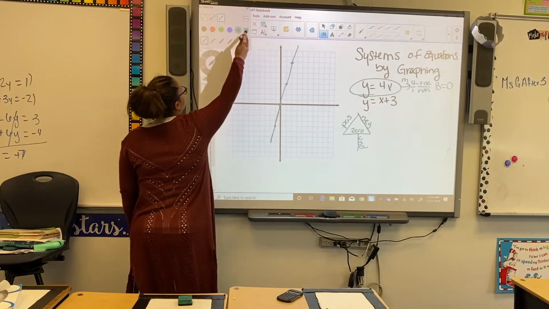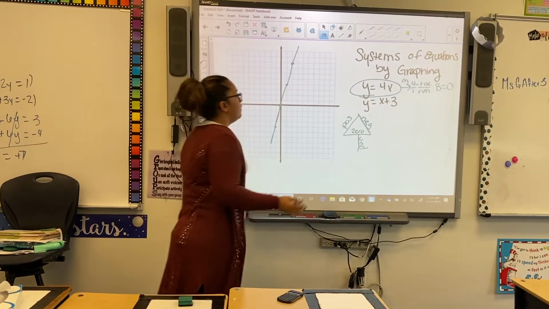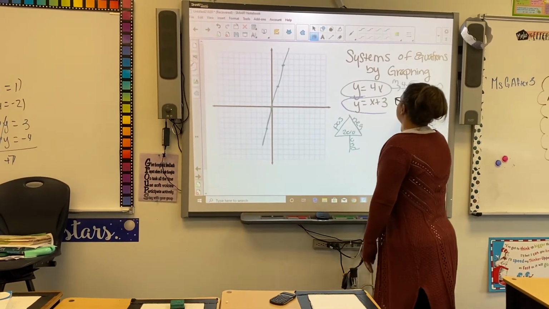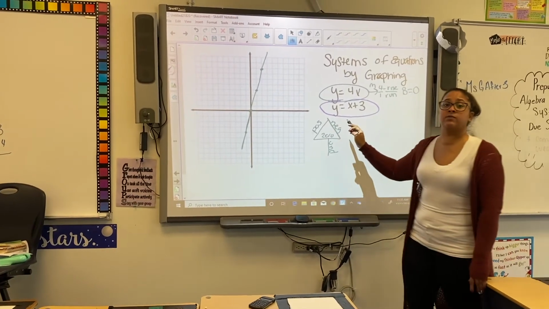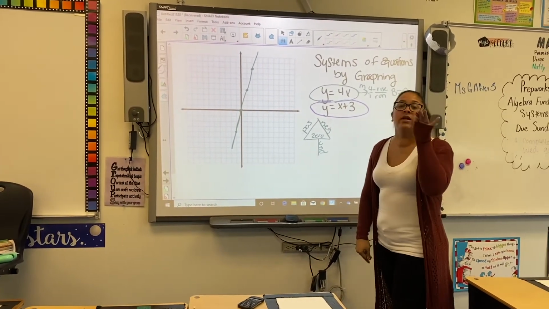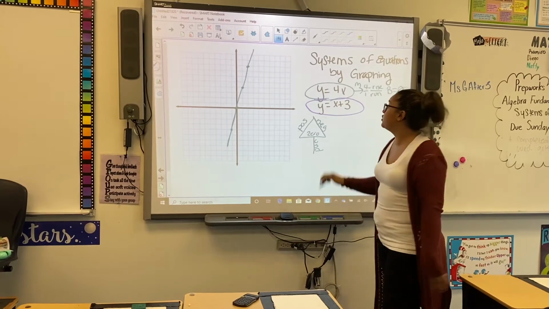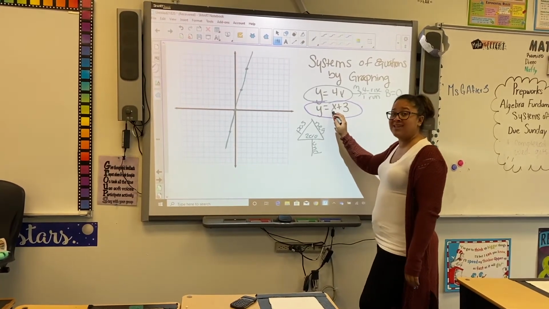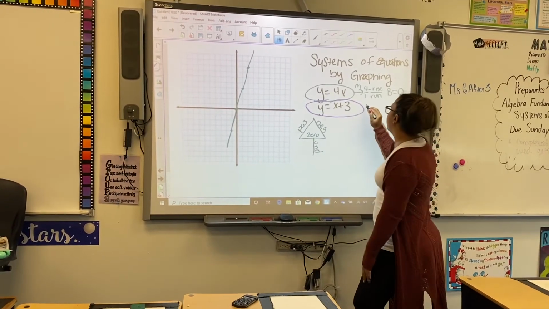The next one, I'm going to use purple for my second line, okay? This is my second line, y equals x plus 3. Again, before we do anything, let's figure out our y-intercept and our slope. Our slope, we don't see anything there, which means that it's an invisible one, right?